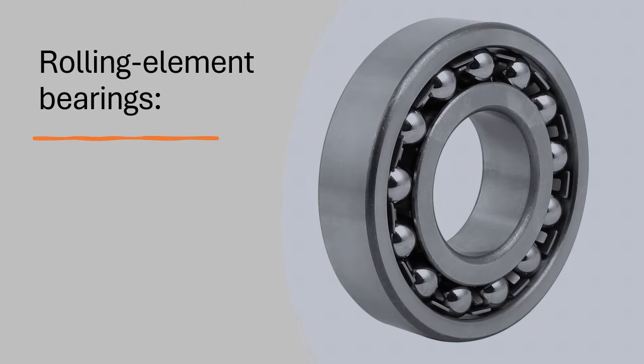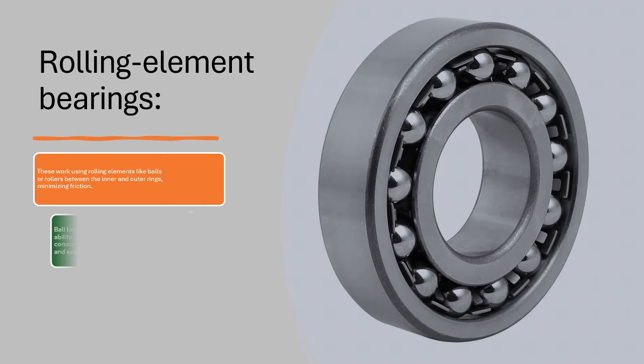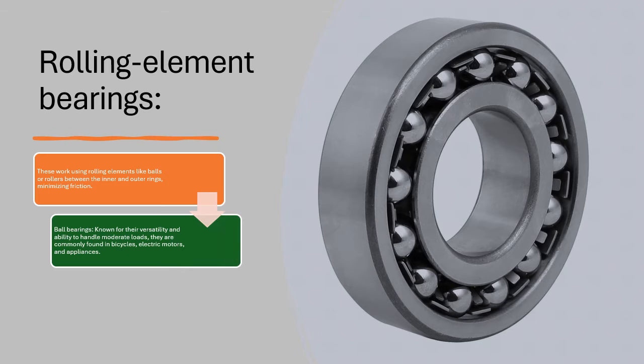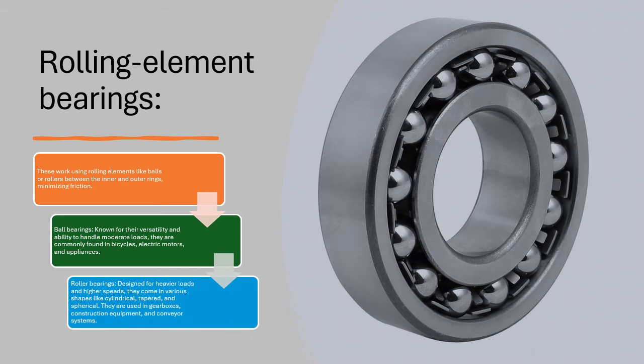Rolling element bearings. These work using rolling elements like balls or rollers between the inner and outer rings, minimizing friction. Ball bearings, known for their versatility and ability to handle moderate loads, are commonly found in bicycles, electric motors, and appliances. Roller bearings, designed for heavier loads and higher speeds, come in various shapes like cylindrical, tapered, and spherical. They are used in gearboxes, construction equipment, and conveyor systems.